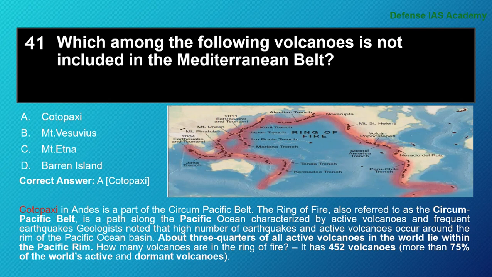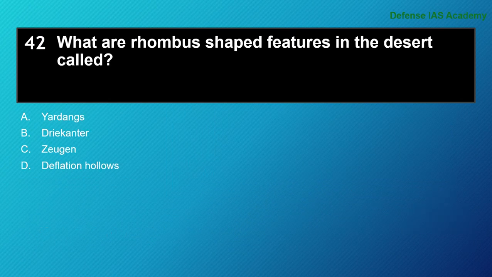It's also called the Circum-Pacific belt. You can say that about 3/4 of all the active volcanoes in the world lie within this Pacific rim. So, totally, if you say as a number, it has 452 volcanoes. That is more than 75% of the world's active and dormant volcanoes. So, the answer to the question which volcano is not a part of the Mediterranean belt is Cotopaxi, which is part of the Circum-Pacific belt. Next question.